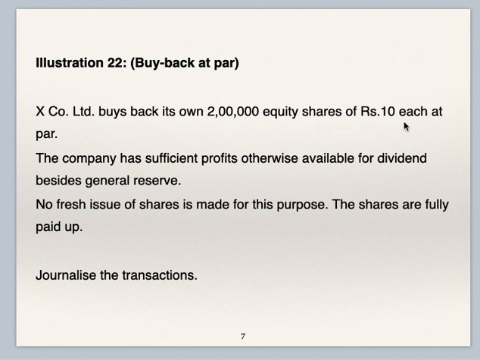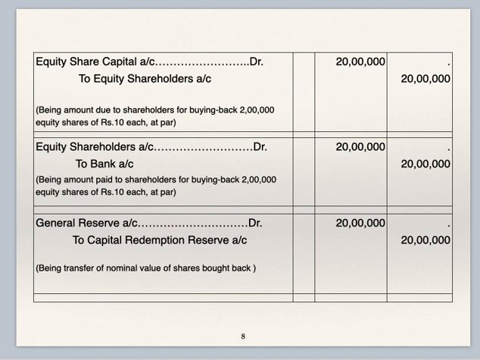The company has decided to buy back 2 lakh equity shares at rupees 10 each. So the amount required is 2 lakhs into 10, which is 20 lakhs. The company needs 20 lakhs for payment to shareholders. Now we'll see the journal entries.